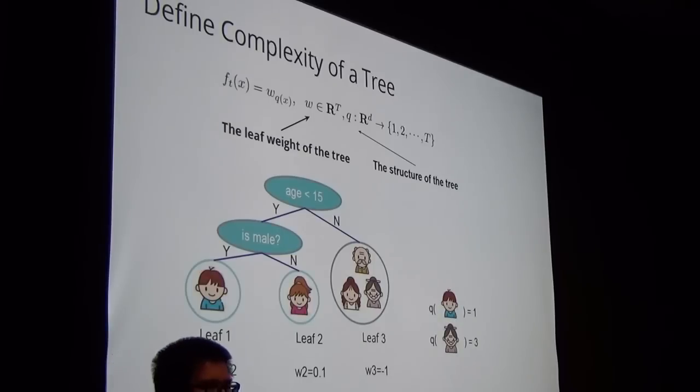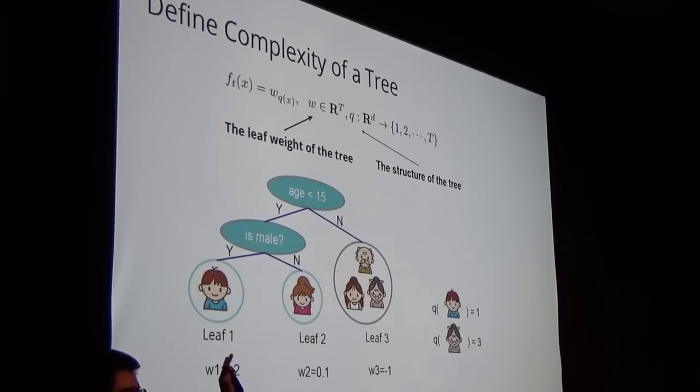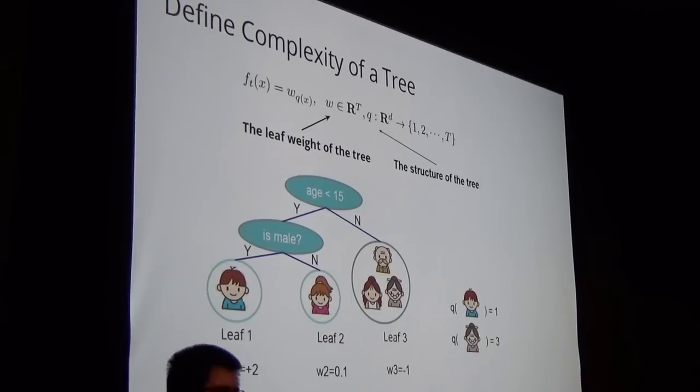The Q function basically maps each instance to the leaf index. So Q of the boy is 1, meaning leaf index 1. And Q of the grandma is 3, which means it maps the grandma to leaf index 3. Given each leaf index, we also have a W vector that corresponds to the weight of each leaf. So this tree can be formally decoupled into the structure of the tree and the weight you assign to each leaf.